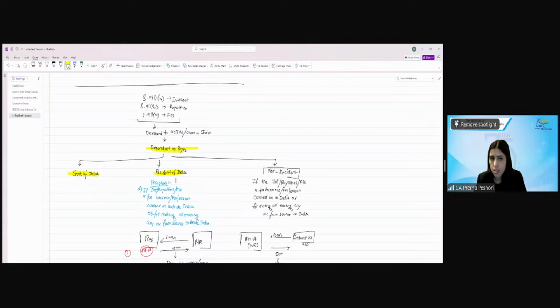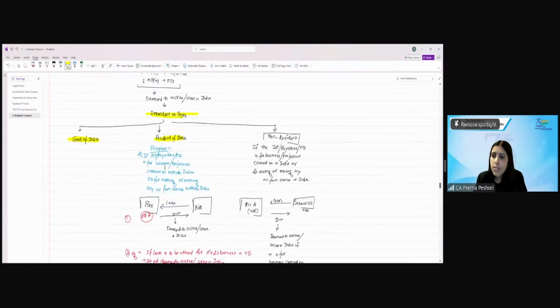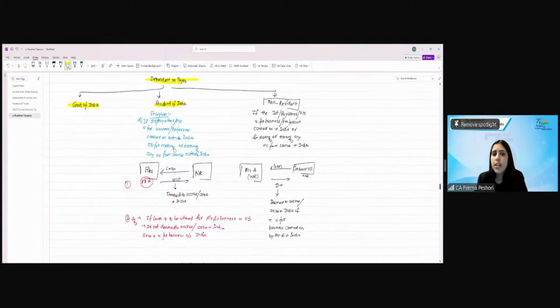But there is an exception. If the interest, royalty, FTS is for the business or profession carried on outside India or for making or earning any income from a source outside India, in that case, it will not be deemed to accrue or arise in India. What do we mean by that? So let's say, for example, a resident is making the payment of interest on a loan taken from a non-resident. Will this be deemed to accrue or arise in India?